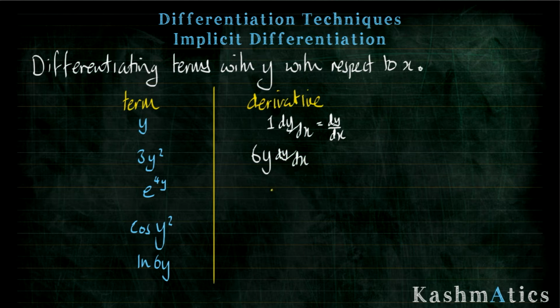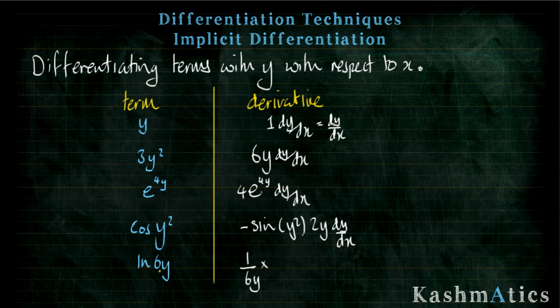So it's just like normal differentiation, apart from the fact that you've got to hook on a dy by dx. e to the power 4y will become e to the power 4y times 4, then hook on your dy by dx. cos of y squared: cos something becomes minus sine something, so it'll be minus sine of y squared, then you have to remember to multiply by the derivative of y squared, which would be 2y dy by dx. Then I can just tidy that up a little bit. And ln 6y: ln becomes 1 over, so it'd be 1 over 6y multiplied by the derivative of 6y, which is 6 dy by dx. So that 6 can cancel that out, and then you can tidy that up.